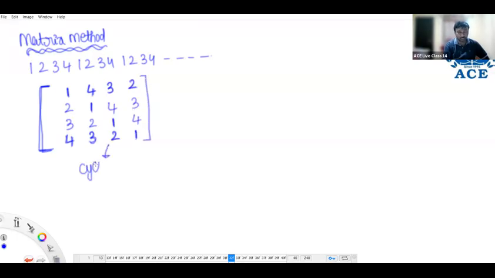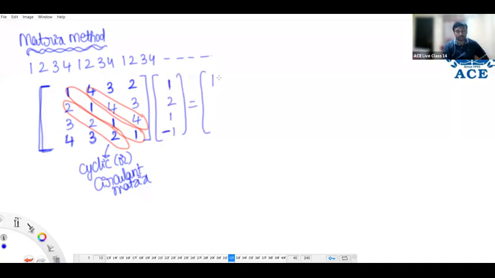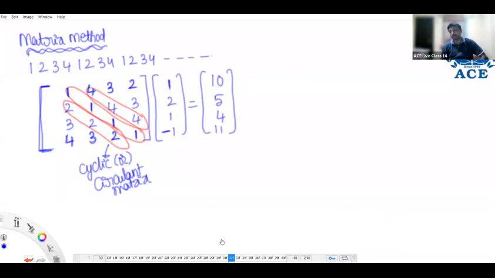I arranged the elements column wise. It is called a cyclic or circulant matrix. The nature of this is that diagonal elements are the same, and the elements above and below the diagonal are also the same. That is the nature of the matrix. Multiply with the system samples, and the answer is 100% the same. Whatever we got in the last slide, 10, 5, 4, 11, the answer will be 100% the same.